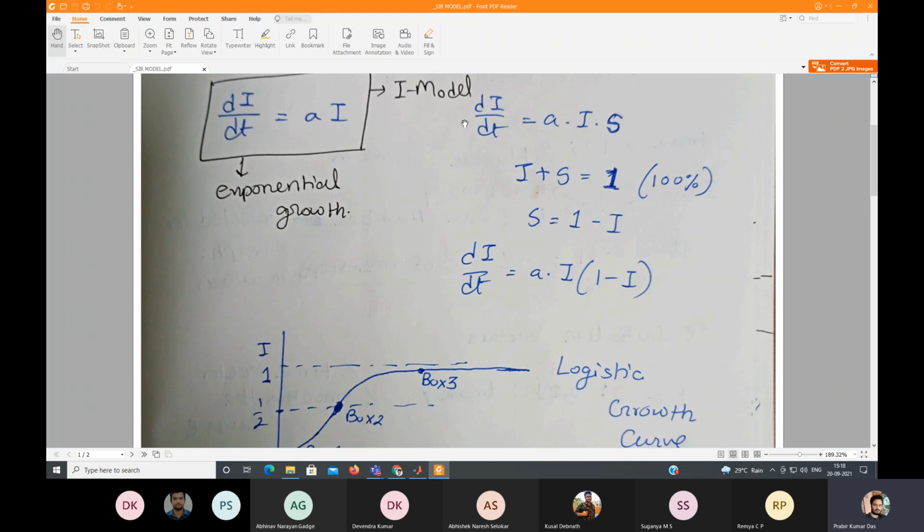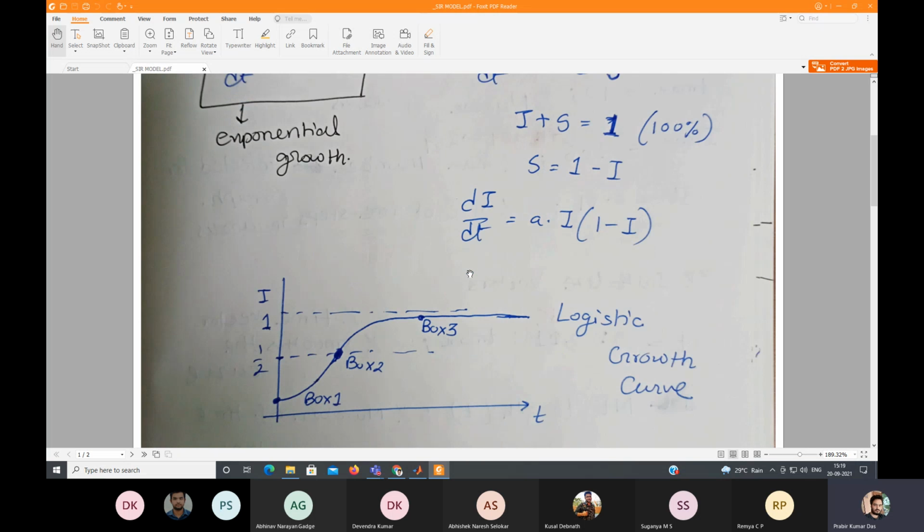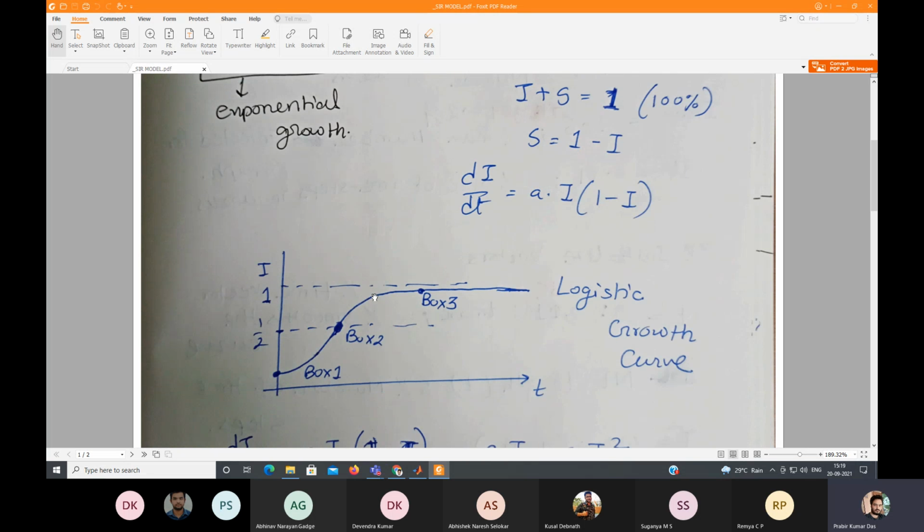But if we consider S also, what will happen? Our equation will change slightly. It will be dI/dt equals A times I times S. Here dI/dt varies with only I in the first equation, but in this equation it varies with the product of I and S. We can substitute S as 1 minus I, because I plus S equals 1 is the total population. This is the second equation. If we solve it, our curve will look like this.